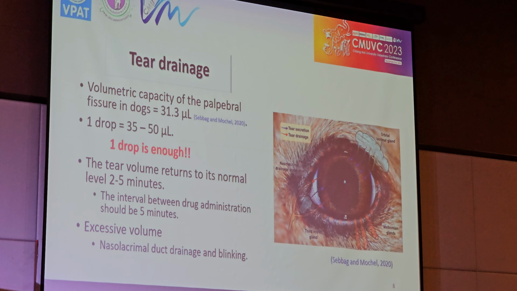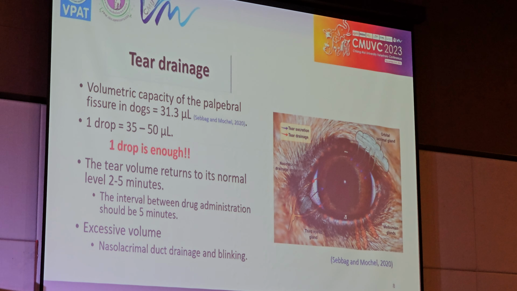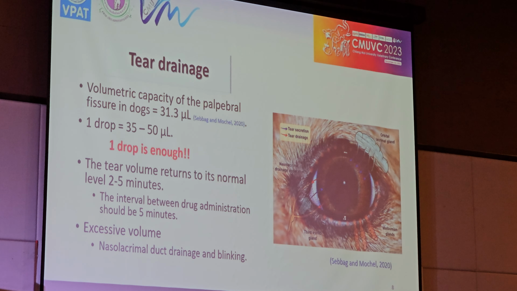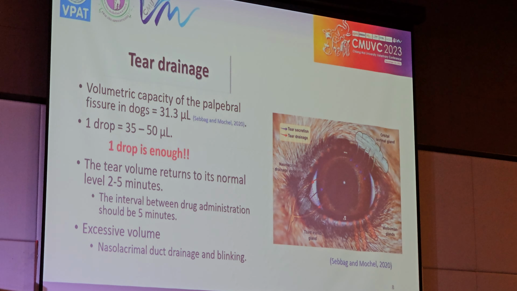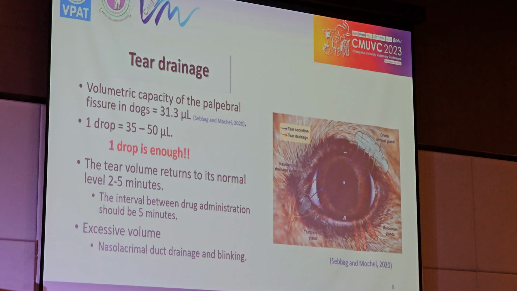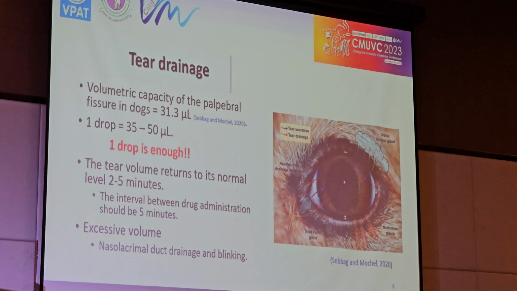And the second physiological barrier is the tear drainage. A study has already shown that the surface of the canine eye can hold fluid of only about 31.3 microliters, and one drop of topical ophthalmic drug contains about 35 to 50 microliters. Therefore, that one topical drop is more than enough, and two drops are excessive, wasteful, and increase the potential of systemic side effects.